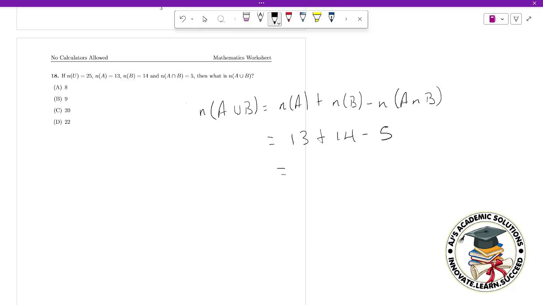So 13 and 14 is 27. 27 take away 5 is 22. So what we have here is D, 22. Okay, and now we move on to the next one.